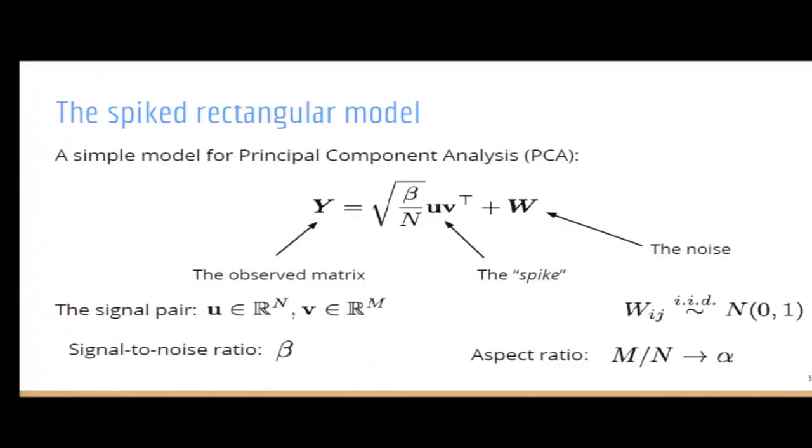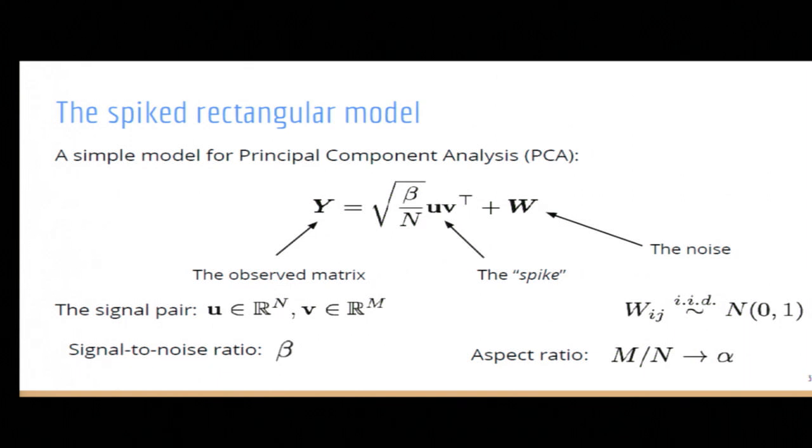So this is the signal pair. U is n-dimensional, V is m-dimensional. The noise is Gaussian. Beta will be the signal-to-noise ratio of the problem. It will represent the strength of the additive rank 1 component. And I'm dividing here by n so that if the entries of U and the entries of V are of constant order, the operator norm of these two components are of the same order, so that beta trades off the signal against the noise in the limit.